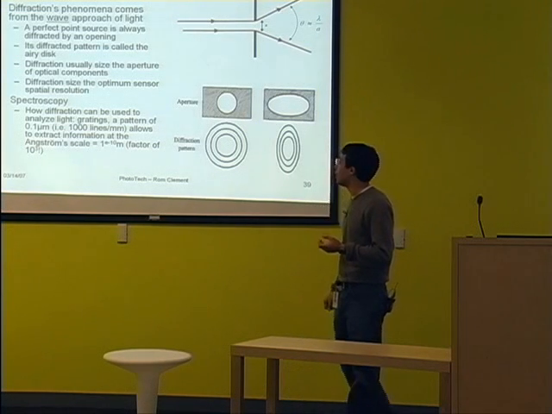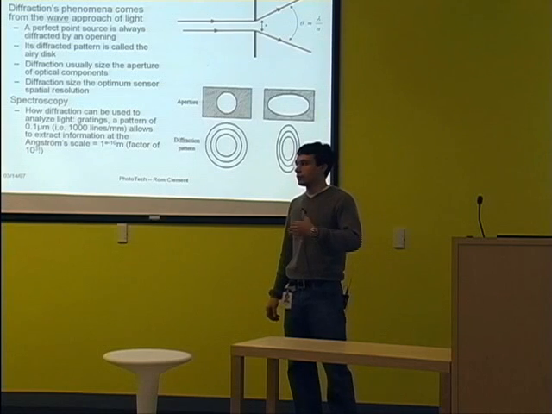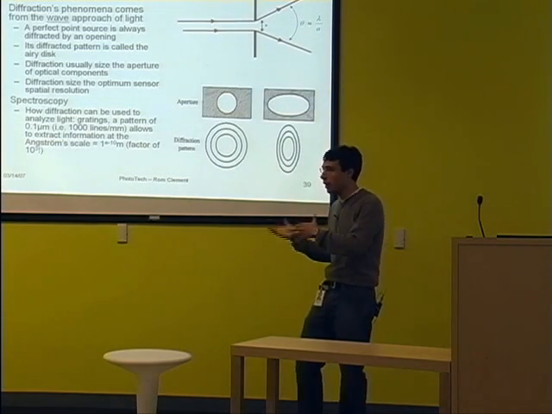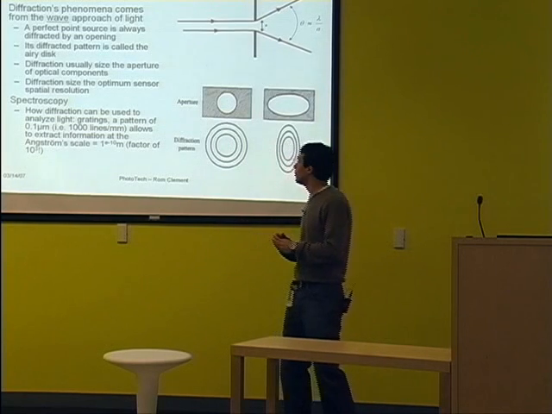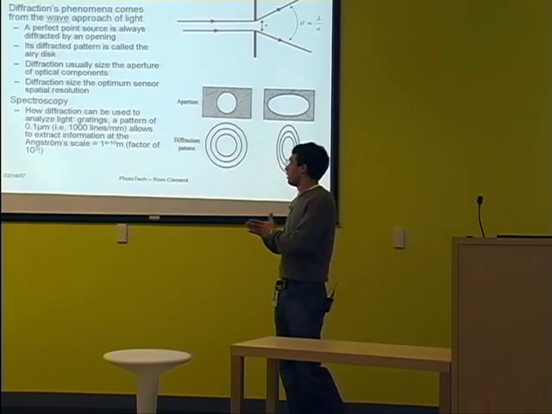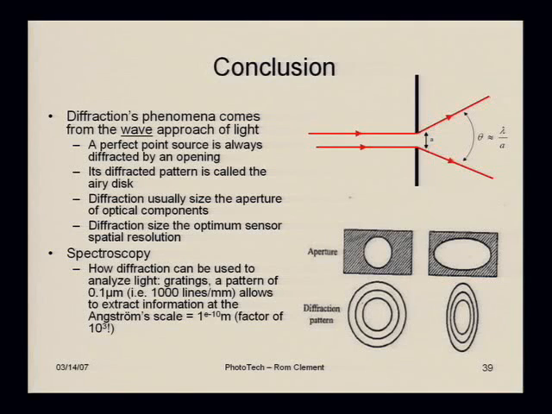And diffraction can also size, to a certain extent, the spatial resolution of your system. I mean, you don't want to be under- or oversampled, so you may use a given sensor just to fit the Airy pattern of your optical system. So that's about all the bad news about diffraction, because diffraction is annoying.